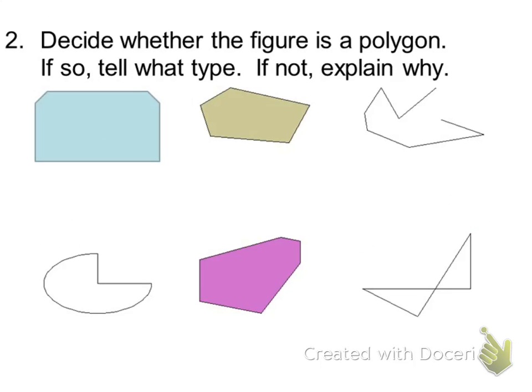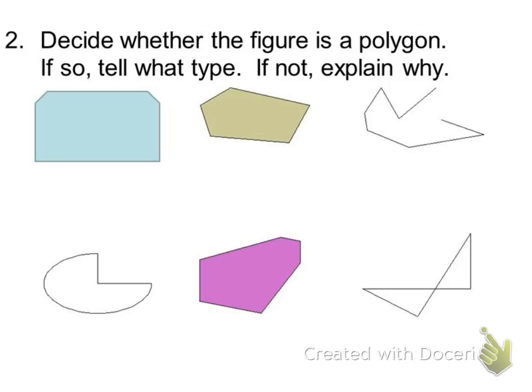Alright, here's example 2. So this is kind of what you were just asking. If it's a yes, I want you to tell me what type of polygon it is. If it's a no, tell me why. So I'll give you a few minutes to draw these and then we'll go through one by one. Yes, we're going to name the type. No, we're going to say why not.